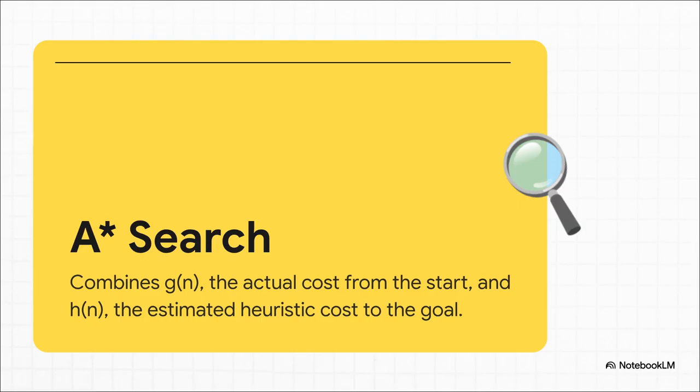And this all leads us to the hero of our story, the A-star search algorithm. A-star is absolutely brilliant. At every single step, it combines two things. First, it looks at how many moves it's already made to get where it is. Then it adds its educated guess, the heuristic, of how many moves are probably left. By always picking the path with the lowest total score, it makes incredibly smart decisions.